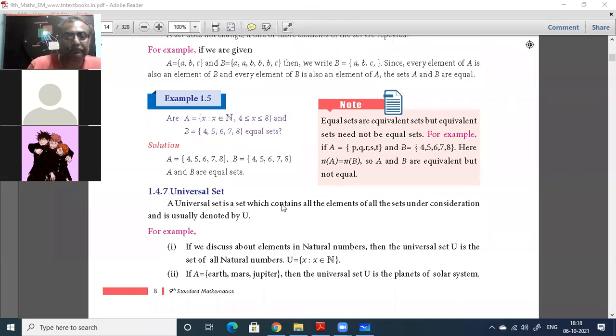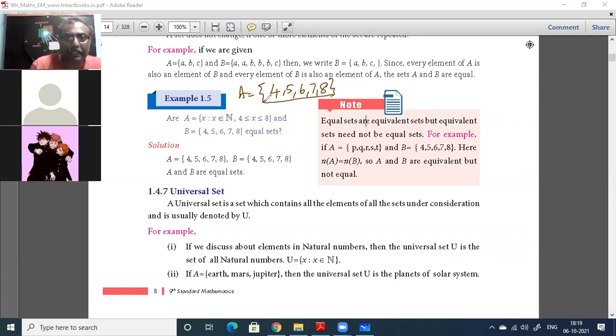Example 1.5. A is equal to {x such that x belongs to N, 4 is less than or equal to x, x is less than or equal to 8}, and B is equal to {4, 5, 6, 7, 8}.